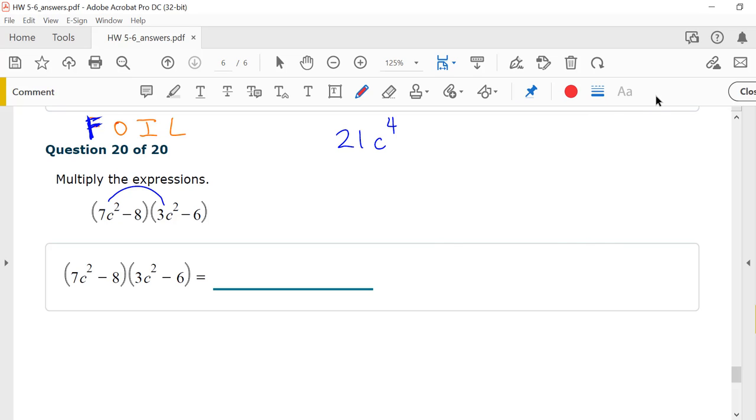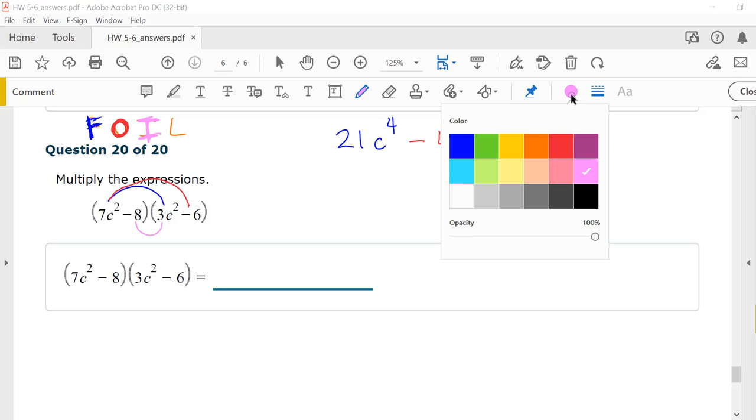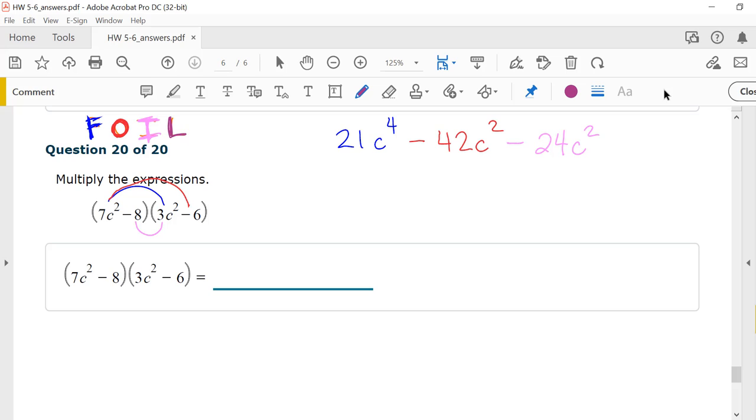For the outer terms, 7c squared times -6 is -42c squared. For the inner terms, -8 times 3c squared is -24c squared. And finally, for the last terms, -8 times -6 is +48.